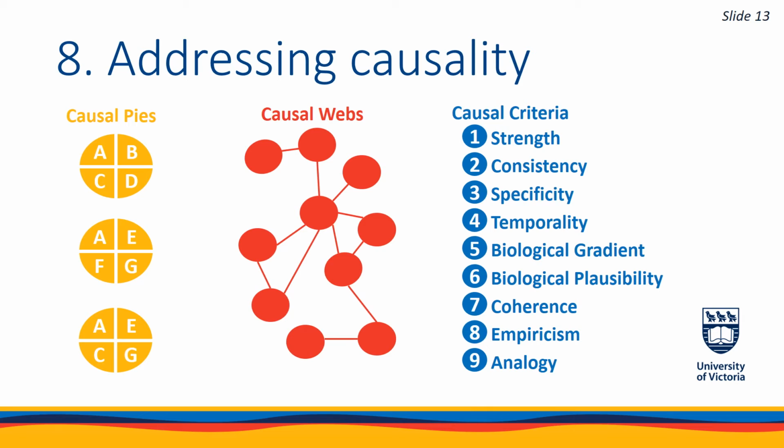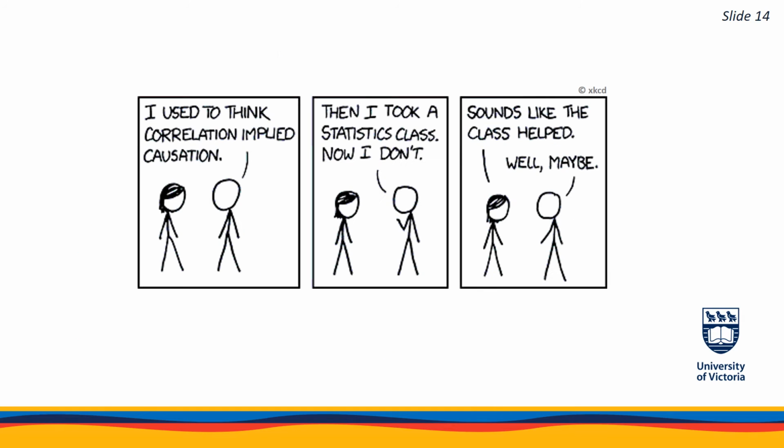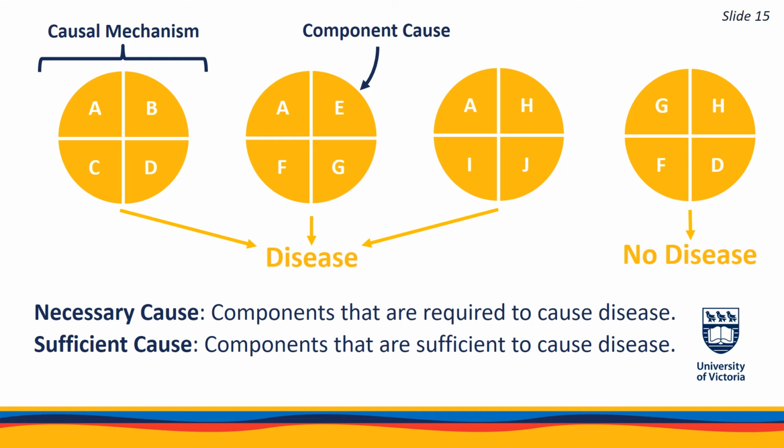Now, causality, as you can see on slide 14, is more of an art than a science. Statistics is all about uncertainty more than it is about certainty. Back on slide 13, there are three different ways that we evaluate causality. One is through Rothman's causal pies, one is through what we call causal webs, and one is through using causal criteria. On slide 15, I introduced the first of these, which is Rothman's causal pie.